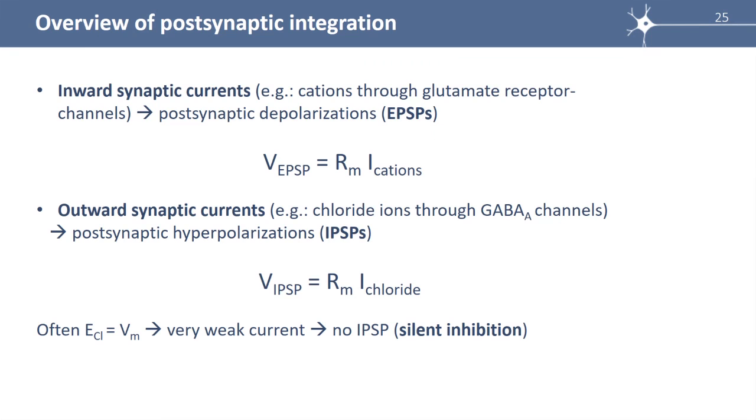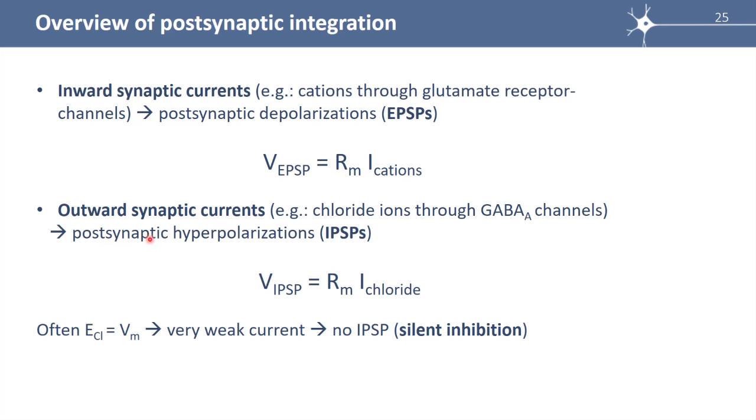Inward synaptic currents result from the entry of cations through glutamate receptor channels. They evoke postsynaptic depolarizations called EPSPs. Here, the amplitude of the EPSP, VEPSP, equals the resistance of the membrane multiplied by the current carried by the cations. Outward synaptic currents are carried by chloride ions, now it's an entry of chloride ions, of negatively charged ions, through GABA A channels.